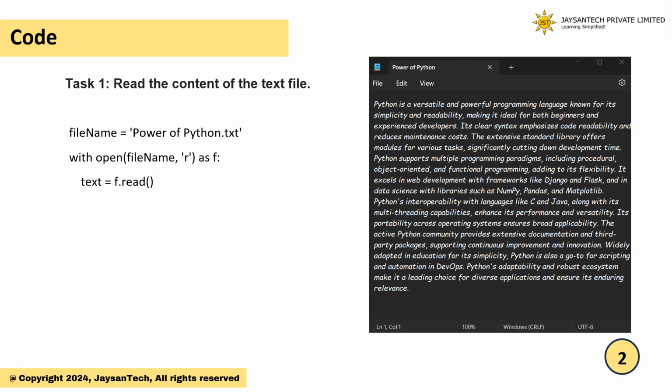Yes, the first task is to read the content of the text file. So here I have chosen a text file called Power of Python, with the extension .txt. When you are working with this problem, your .py file and .txt file should be in the same folder. If you are using IDEs like IDLE, Spyder, PyCharm, or VS Code, or anything. If you are using Google Colab, your file should be there in the working environment. So you have to have that particular file and we have to open that file using the open command.